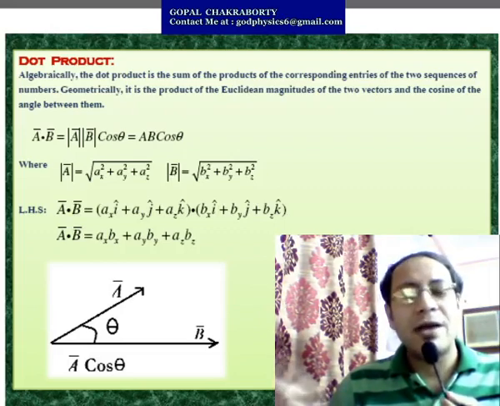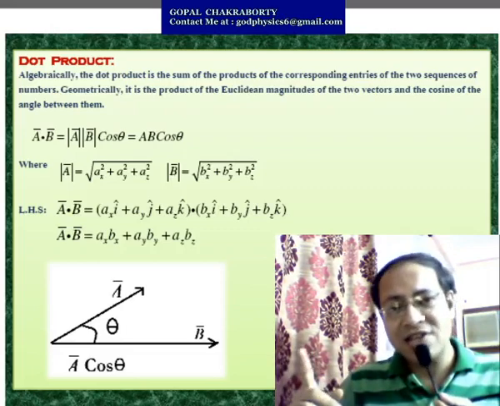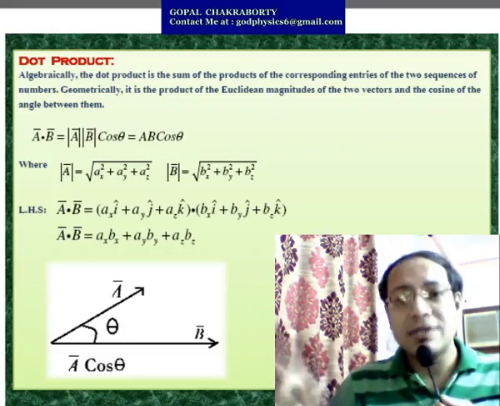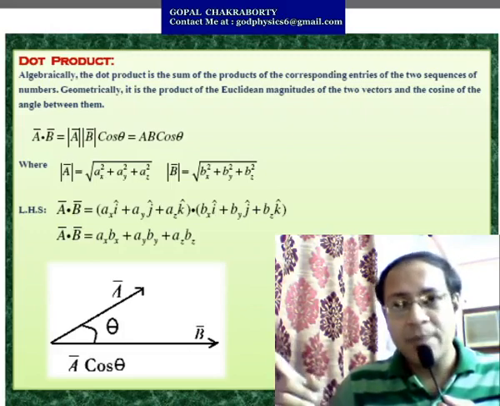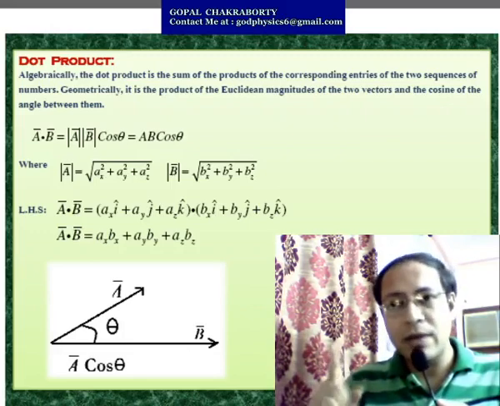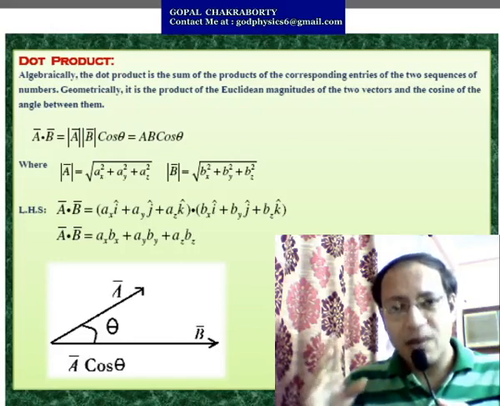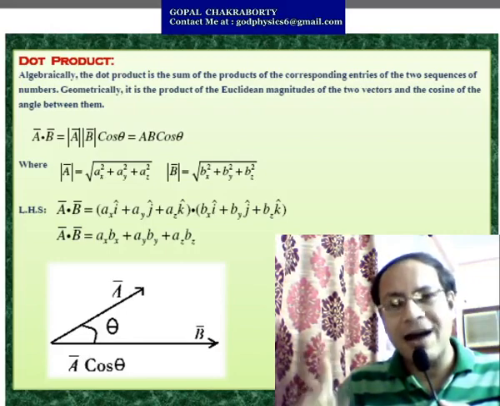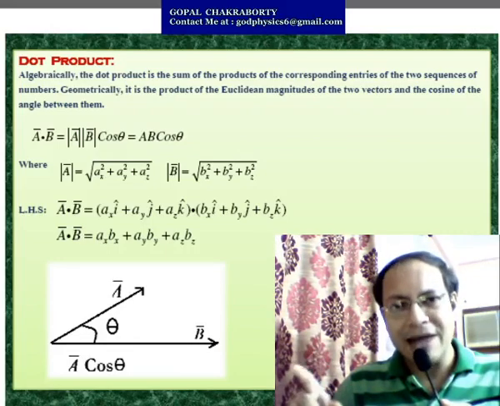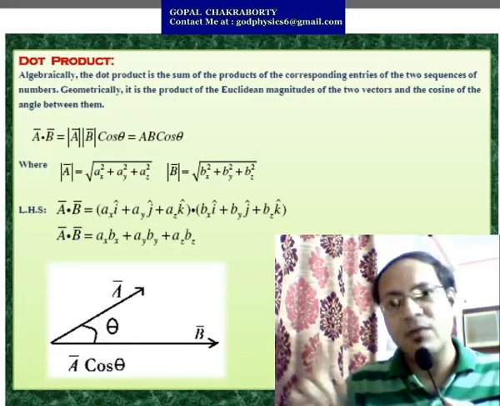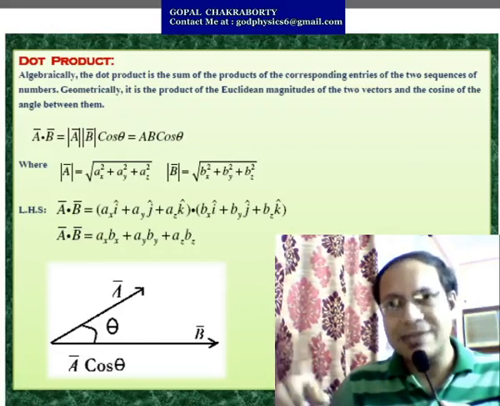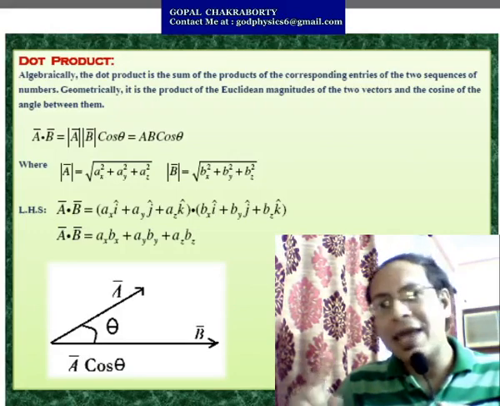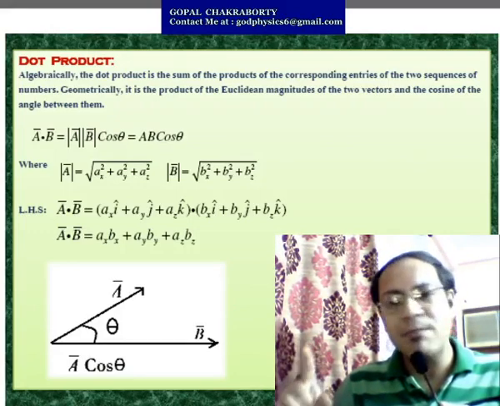When you find i dot j, as i and j are perpendicular to each other, it is 1 into cos 90, so your result will be 0. So on the left hand side, when you calculate A dot B, that will give you the coefficient of i with i plus the coefficient of j with j plus the coefficient of k with k. So here A dot B equals ax bx plus ay by plus az bz.